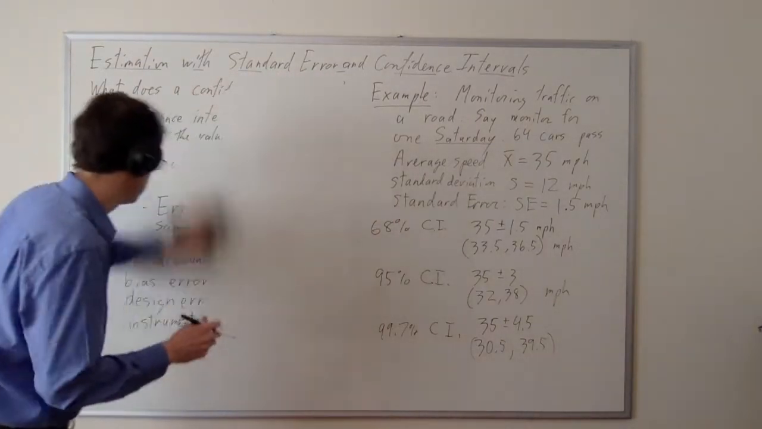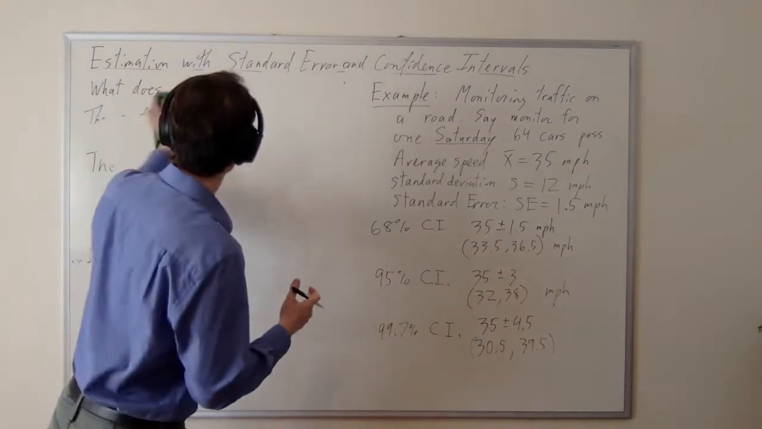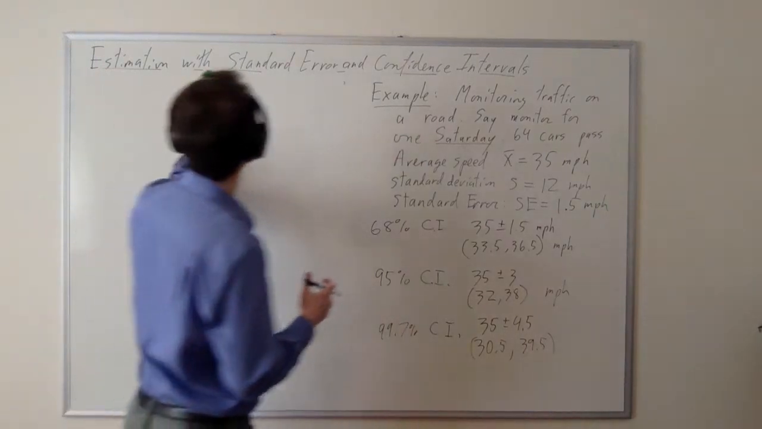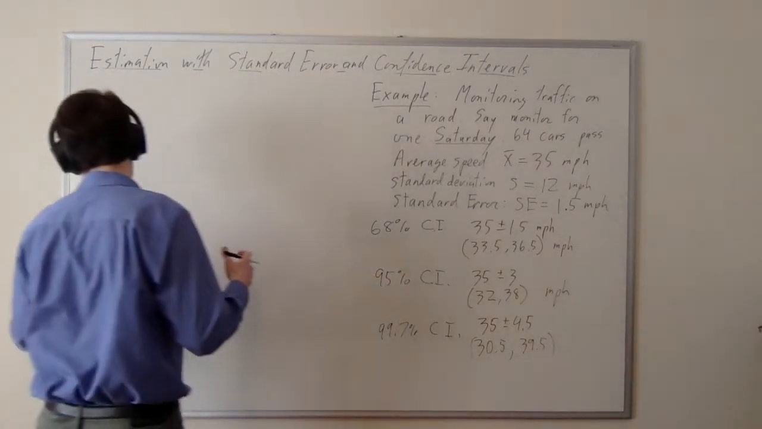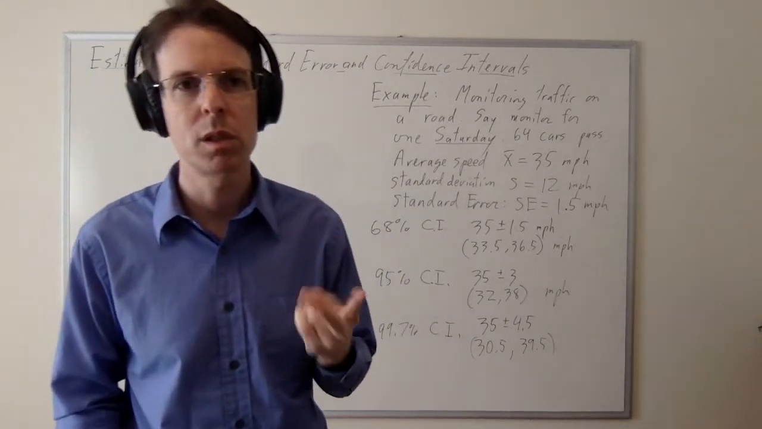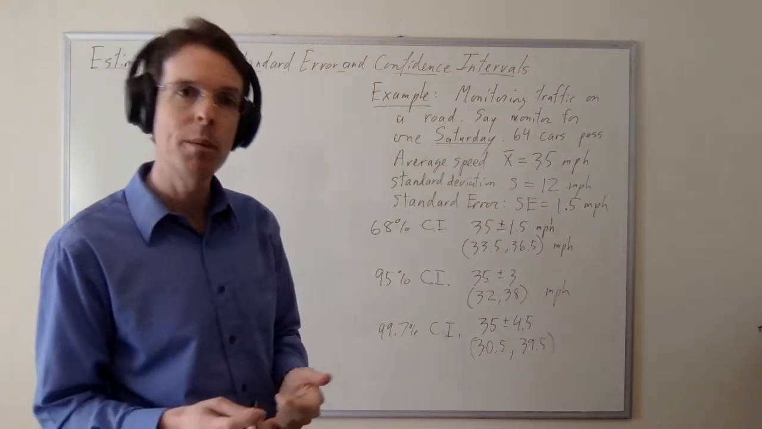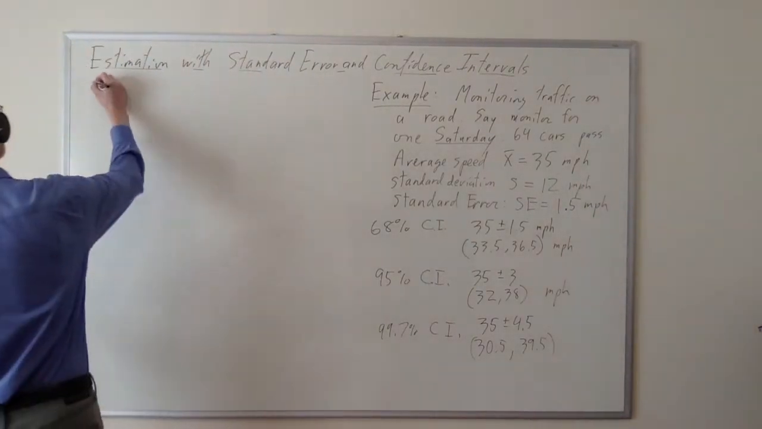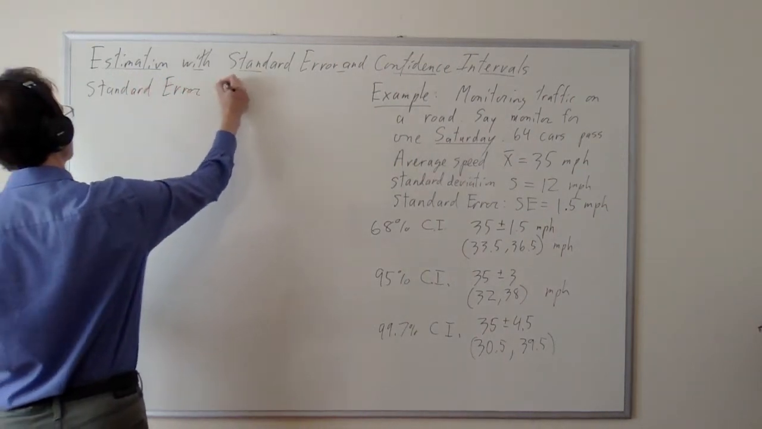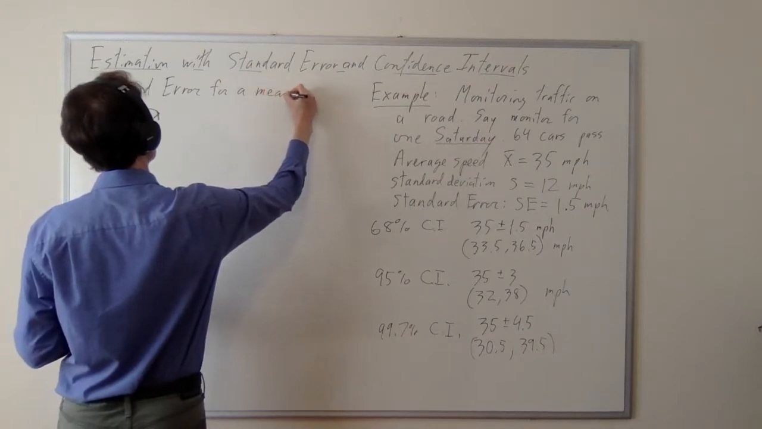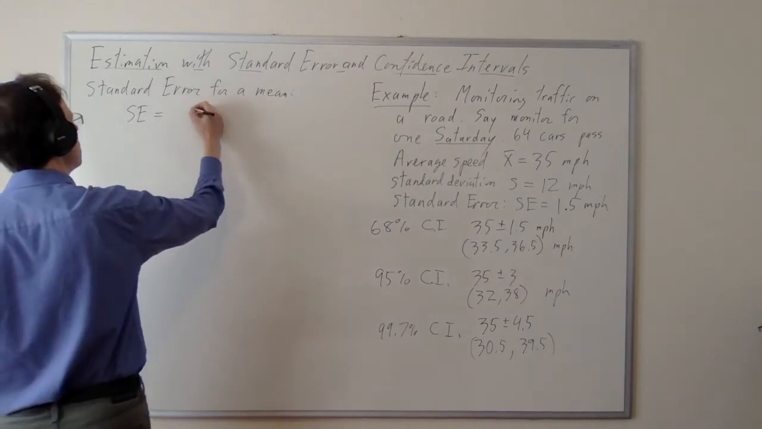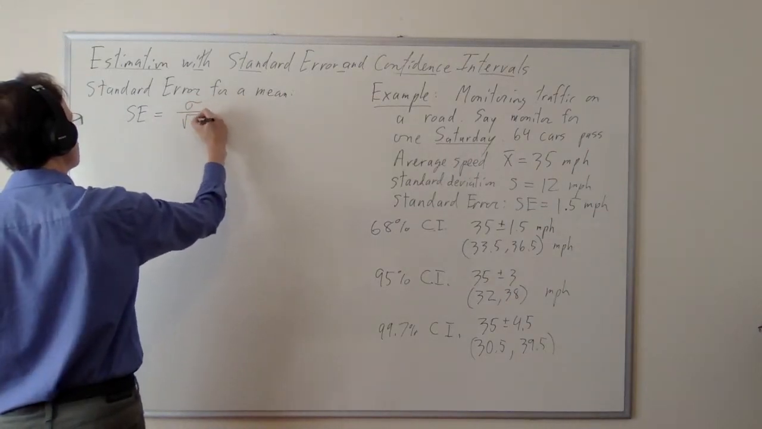Now, as I mentioned, if you're measuring a mean, you get a standard error for the mean. If you're measuring a proportion, you get a standard error for a proportion. If you're measuring a difference between 2 proportions, you get a standard error for that. And so there are actually a lot of different formulas for the standard error. But we're going to do the 2 most simple formulas first, the standard error for a mean and the standard error for a proportion. So the standard error for a mean looks like this. The standard error is equal to sigma divided by the square root of n.